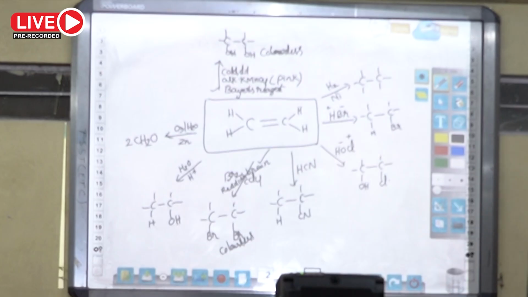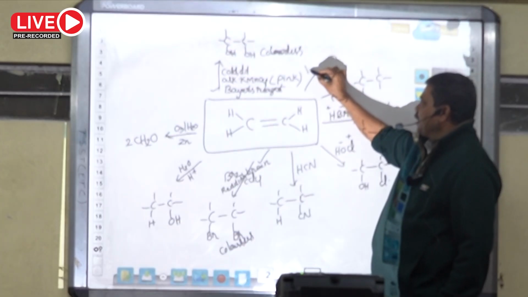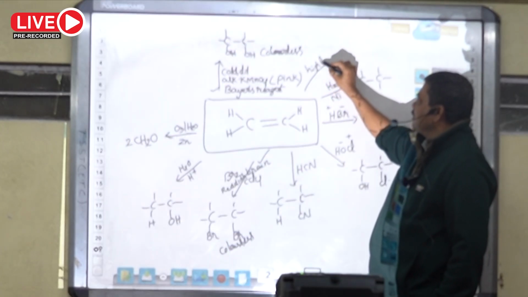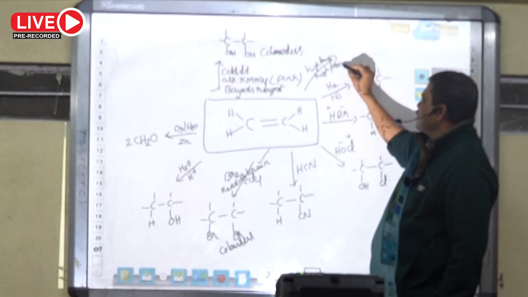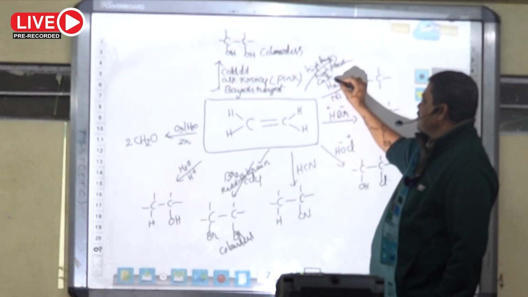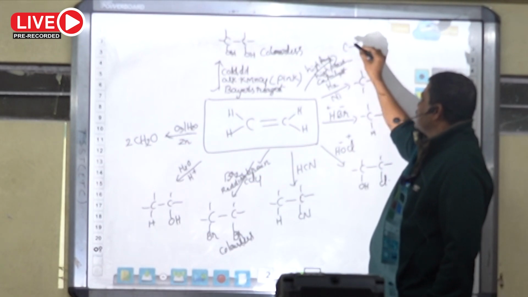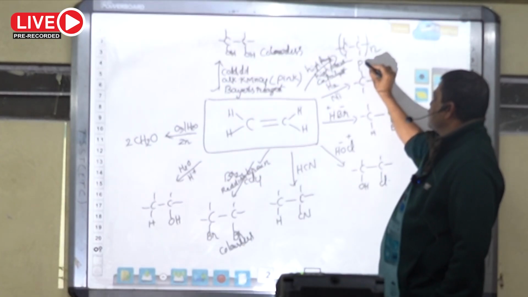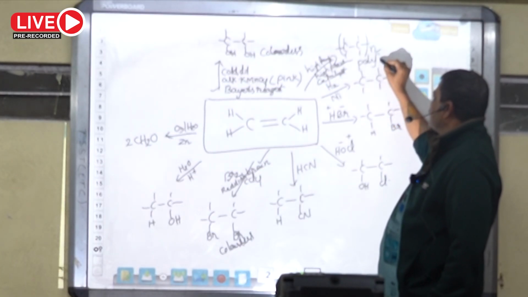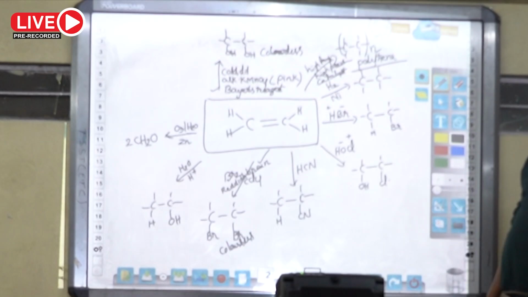So, one more thing. High temperature, high pressure, catalyst. You will get CH2 single bond CH2, n times, called polythene, a plastic. Polythene is a plastic.